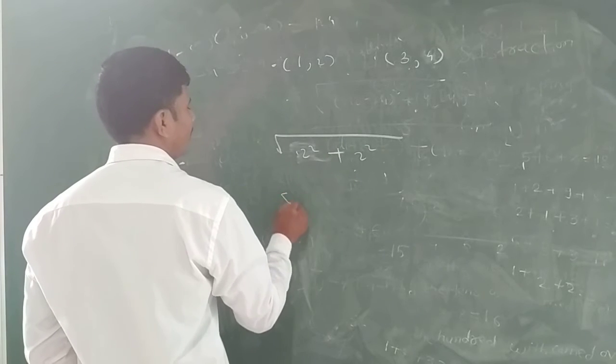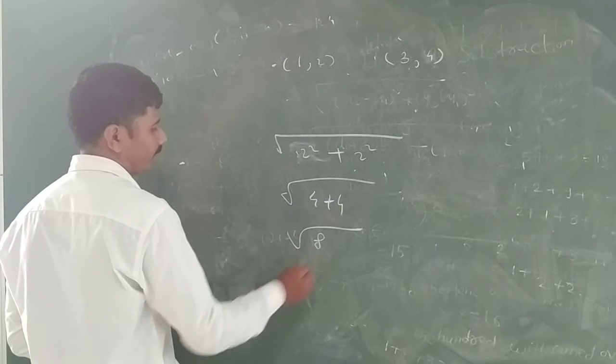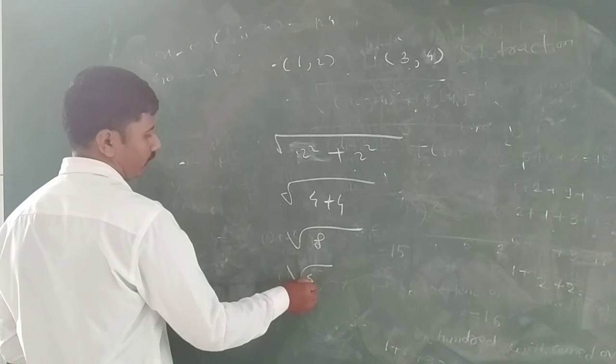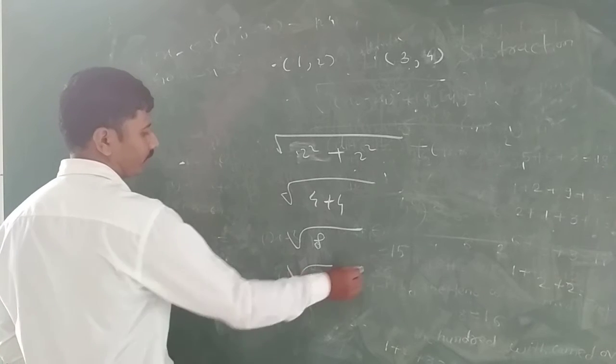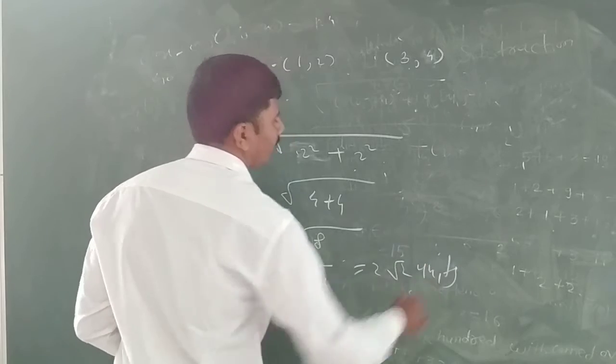So what will be there? Under root 4 plus 4, so under root 8. So what is under root 8? 4 into 2, take the square root of 4, giving 2 under root 2. Units we have to write.